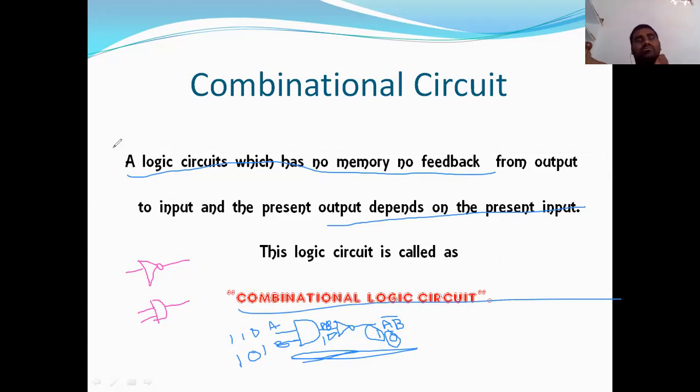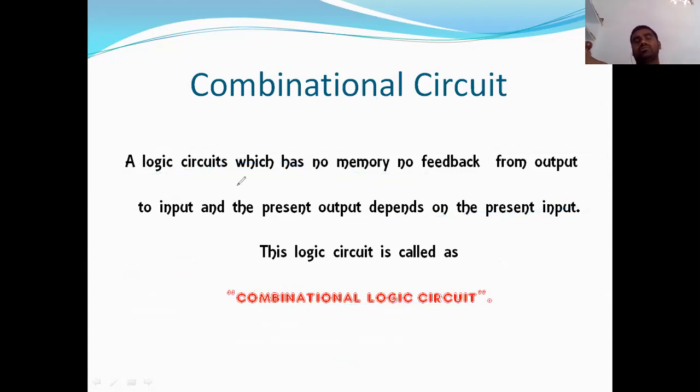So a logic circuit which has no memory and no feedback from output to input, and whose present output depends upon the present input, is called a combinational logic circuit.